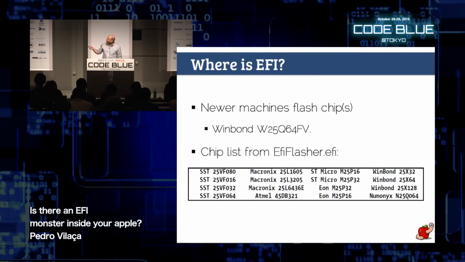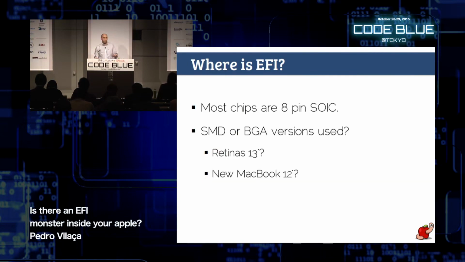This is also another chip on the newer machines, the Winbond version. This is probably Apple just doing sourcing. They got a better price from these guys and got the chips from them. This is the list of all the chips that you will find on Macs. It might be updated with new versions, but nothing very important. An important detail for us.